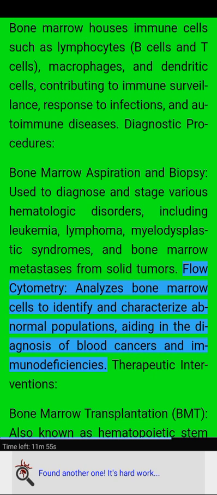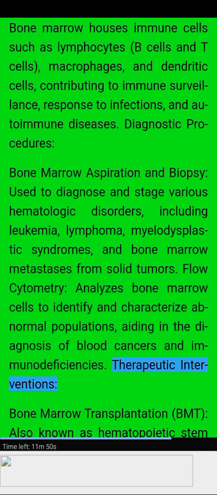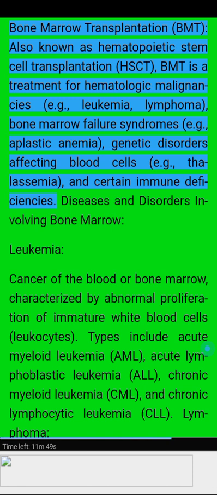Flow cytometry analyzes bone marrow cells to identify and characterize abnormal populations, aiding in the diagnosis of blood cancers and immunodeficiencies. Therapeutic interventions. Bone marrow transplantation (BMT), also known as hematopoietic stem cell transplantation (HSCT-BMT), is a treatment for hematologic malignancies, e.g., leukemia, lymphoma, bone marrow failure syndromes, e.g., aplastic anemia, genetic disorders affecting blood cells, e.g., thalassemia, and certain immune deficiencies.